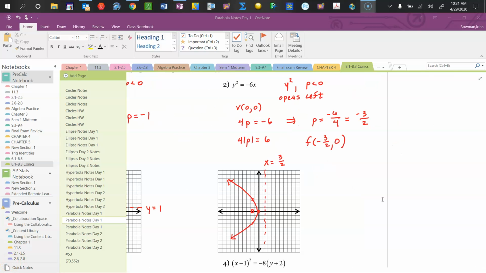So we're going to end this video right here. This is just a first introduction to graphing parabolas. The next video will show how to graph parabolas that aren't centered at the origin, and we're also going to show you how to put parabolas that are written in general form into standard form by completing the square.